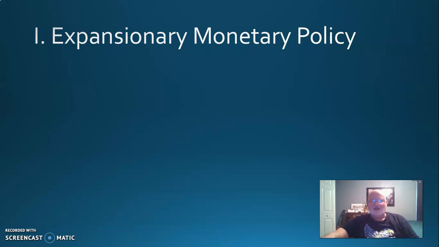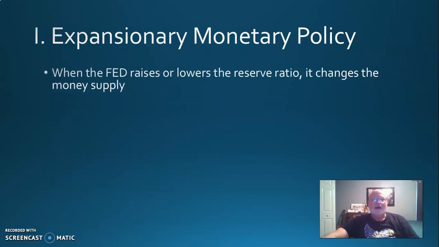Okay, let's talk about expansionary monetary policy. The Fed has 4 tools, remember, or 3.5. They can raise or lower the reserve ratio. They can raise or lower the discount rate. They can do open market operations, which is the buying or selling of T-bills, and they can target a higher or lower federal funds rate. But right now, we're specifically going to talk about the reserve ratio, what I usually call the nuclear option.